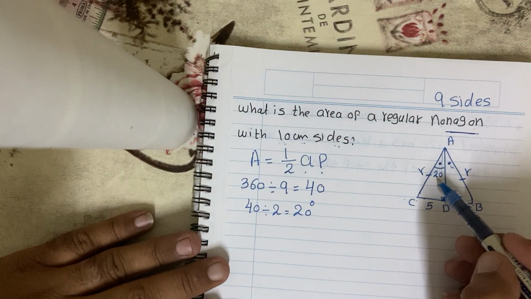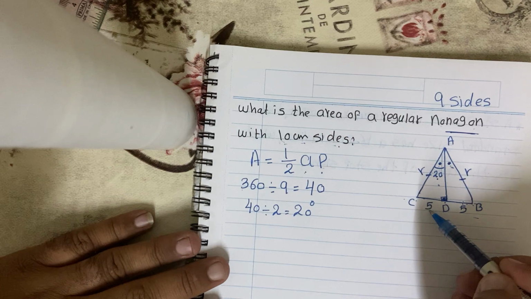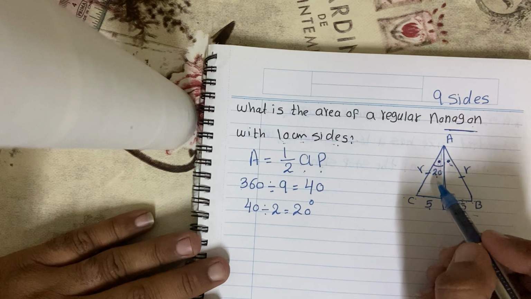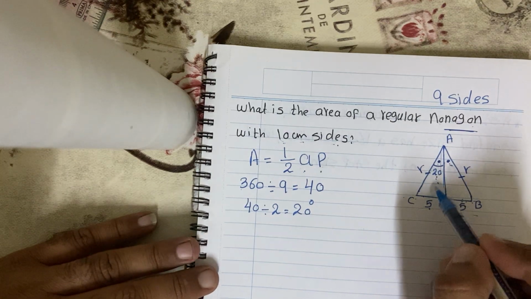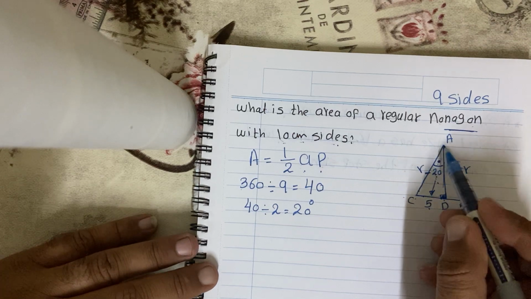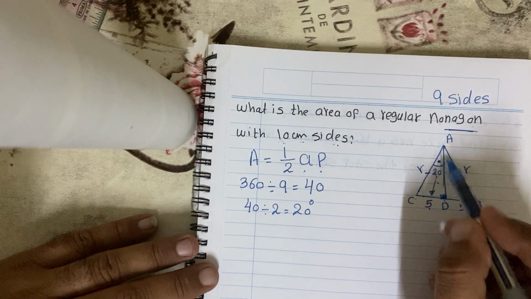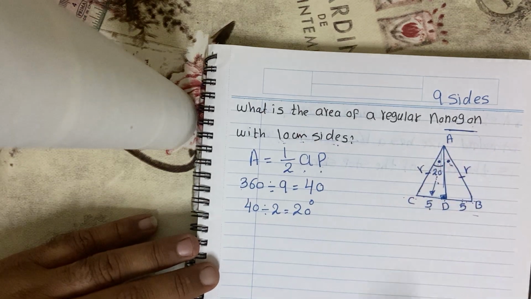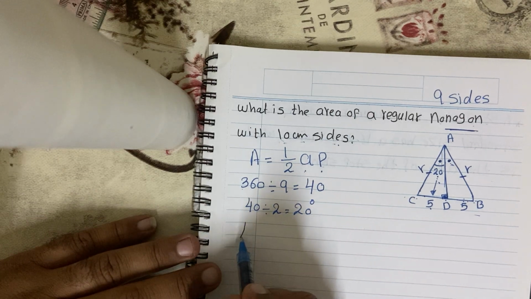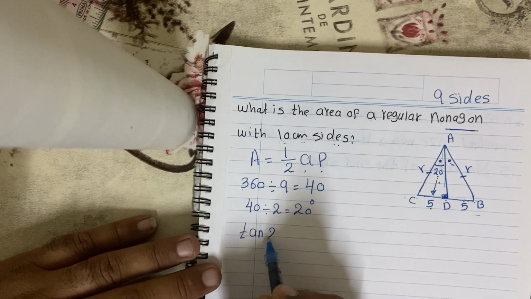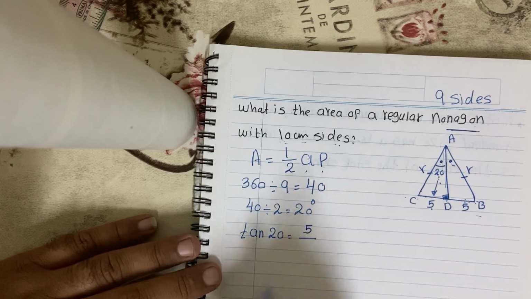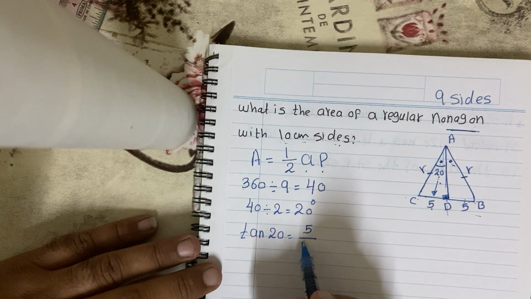Now we have an angle and one side, and I need to find the apothem, this one. This angle is 20 and we have its opposite. The opposite is 5 and I need to find the adjacent of it. So we are going to use the rule of tan. Tan 20 equals opposite over adjacent. Opposite is 5. Adjacent is AD, which is the apothem.